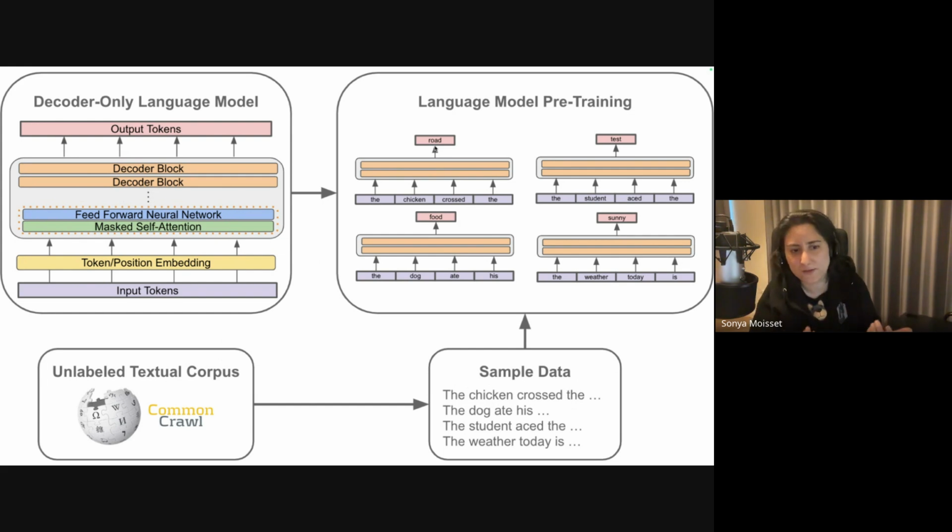Potentially, we can also think about that one. The dog ate his food. Homework. The student ate the test. Also, the weather today is sunny. So these are potentially good answers, things that we might be thinking as humans. This is one way to train the model, and as you can see, this is based on predictability.